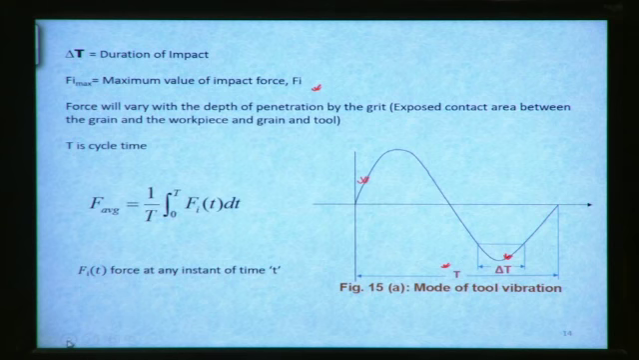So what will be the average force? Because this force is varying with time for a delta time del T, we can take the average value of this force by taking the integration from t equal to 0 to T, the total time period. In this time period it varies as F_i(t), the force at any instantaneous time t, multiplied by dt. So it is averaged over this total time period, 1 by T. So this will give the average force on the abrasive particle.